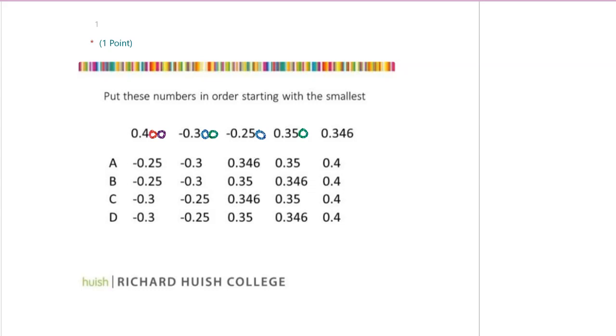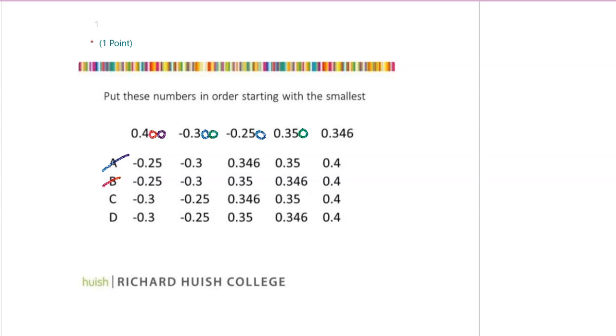So now I've got negative 300 thousandths. Well, that's definitely going to be my smallest, followed by negative 250 thousandths. So I can automatically rule out A and B. The next smallest number, so I've got my negative ones, I now need to go to positive ones.